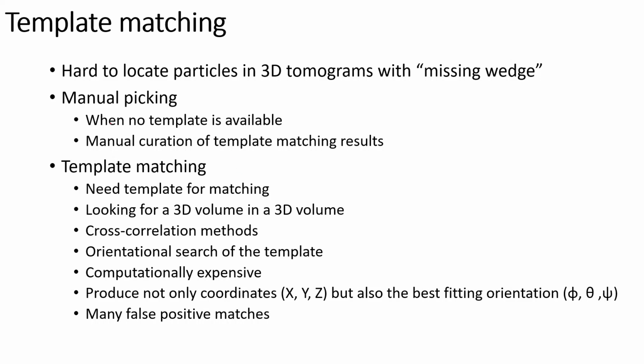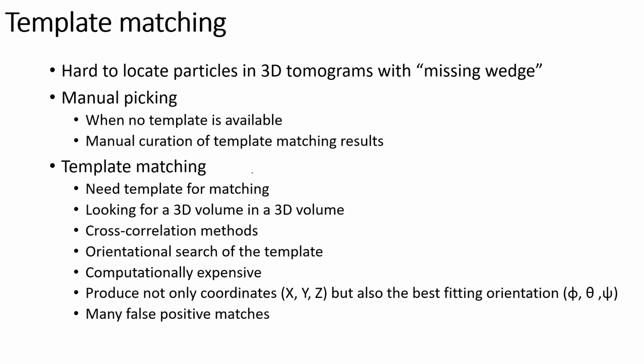Nevertheless, when we don't have any known template available and we are boxing something new, this is routinely done by manual boxing. And also when we are curating automatic template matching results, we need to manually go through all the automatically picked boxes, which have many false positives.